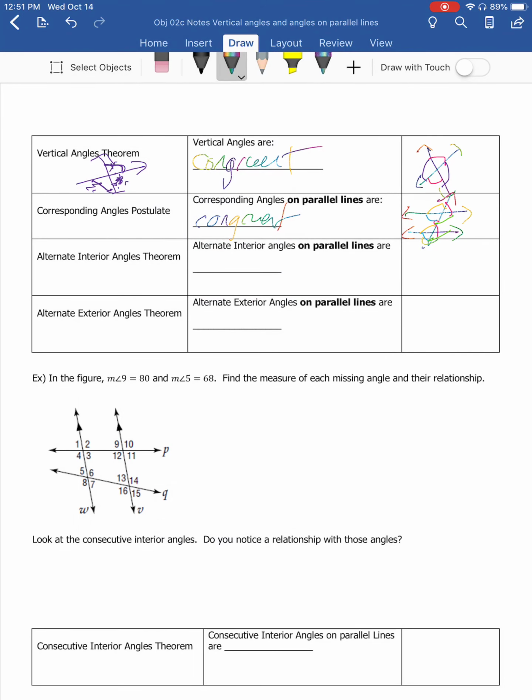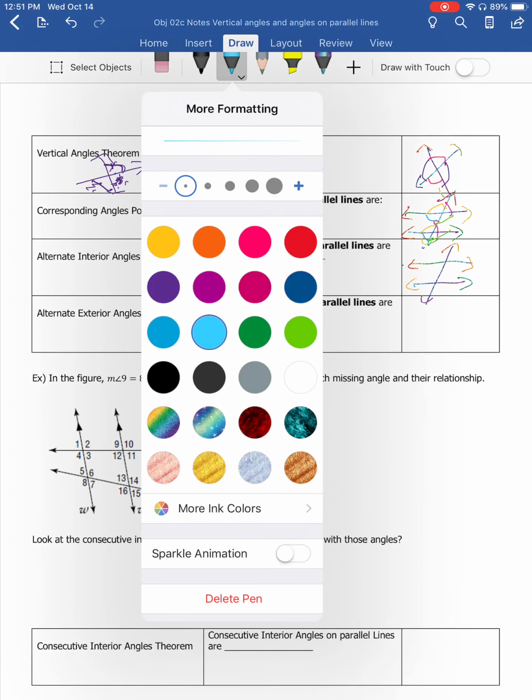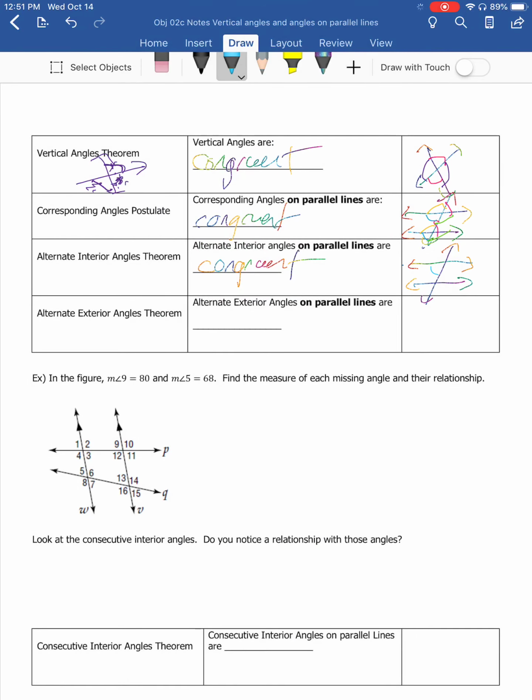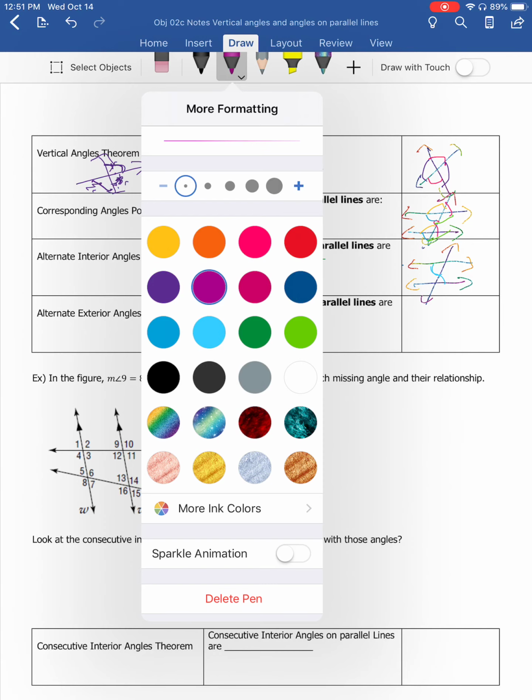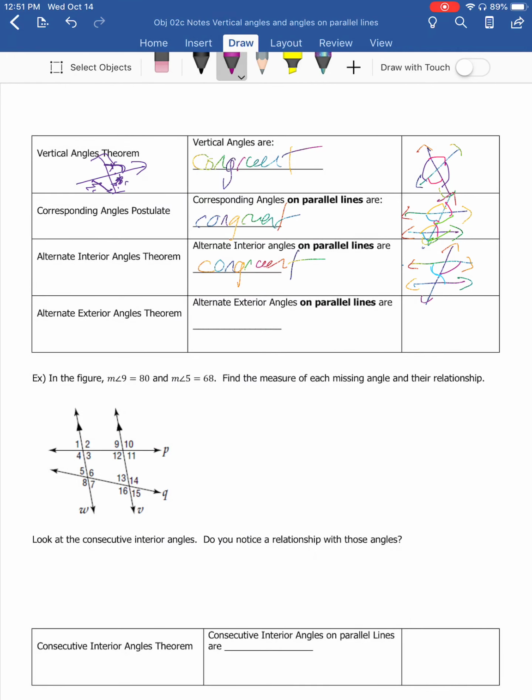So alternate interior angles on parallel lines are congruent. So alternate interior, my sparkle pen. So we're going to say this and this, so these two angles, and let's go with this angle here and this angle here. And then alternate exterior angles on parallel lines, the lines have to be parallel, I showed you that from the original diagram, are also congruent.